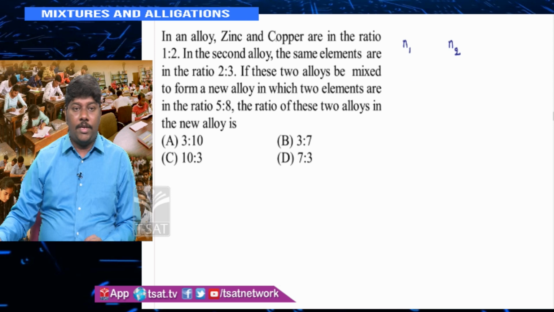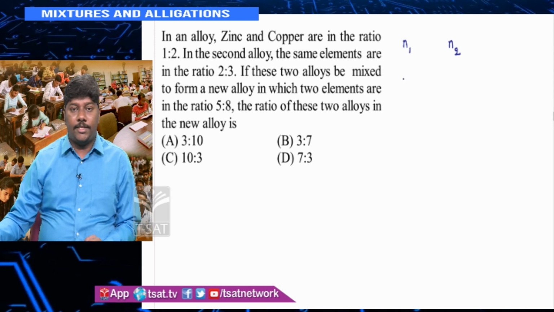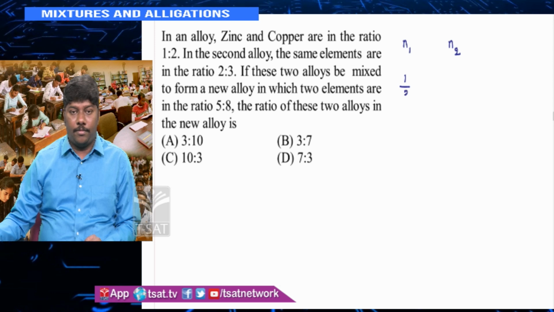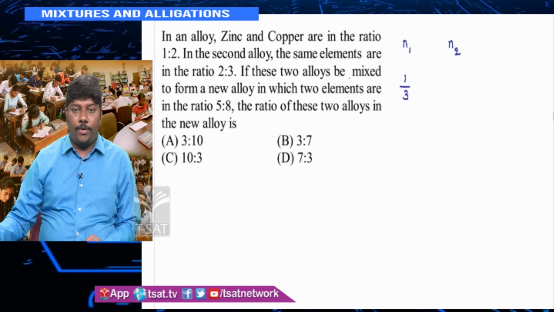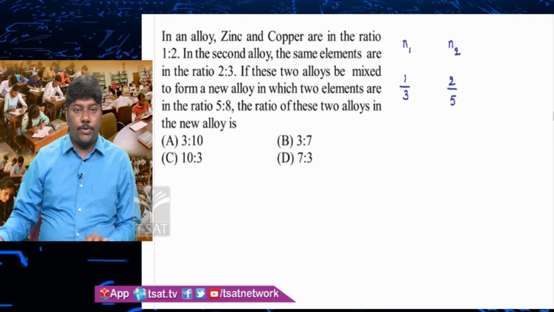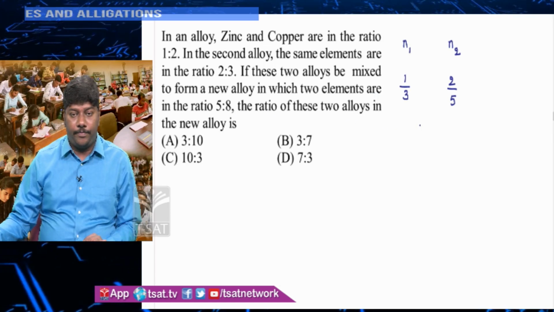The first one, he is asking about zinc and copper. What is zinc? If you take zinc, it is 1/3. What is zinc in the second one? I would say it is 2/5. If these two alloys are mixed to form a new alloy in which the two elements, zinc and copper, are in the ratio 5:8, that means you can say 5/13.